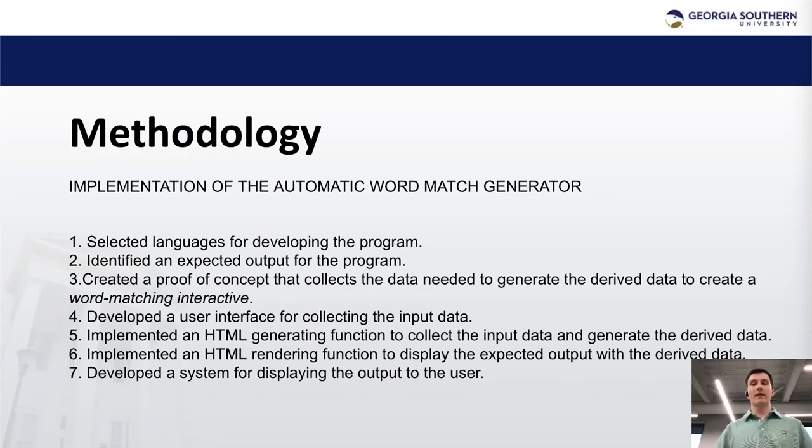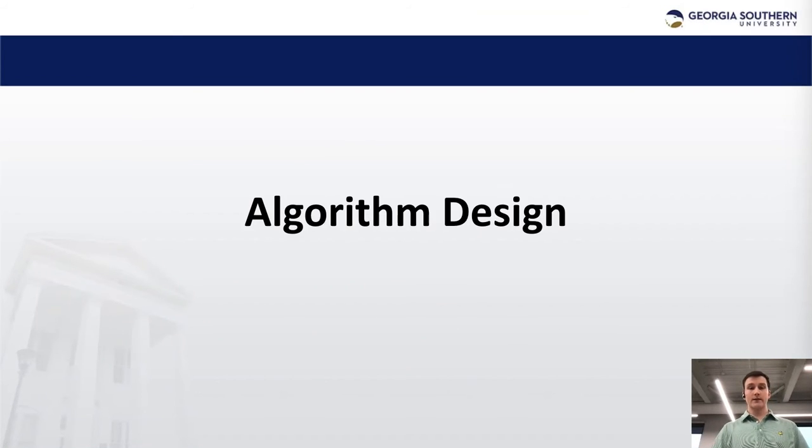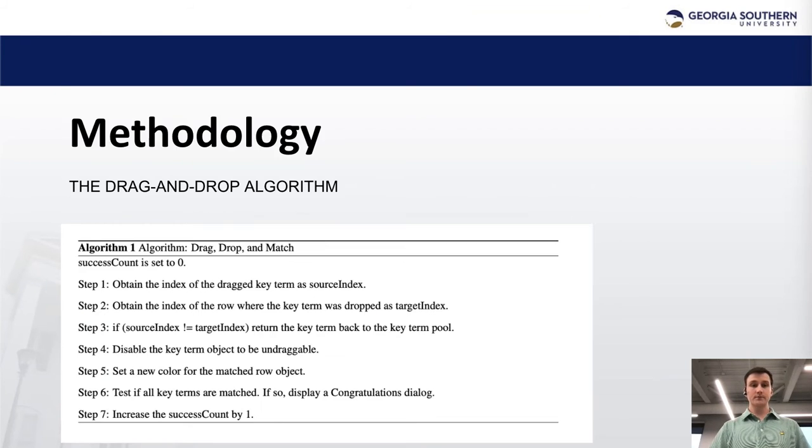We'll discuss what a word matching interactive is in subsequent slides. Now we'll get into the algorithm design. So, the word matching interactive is set up, and then this algorithm is what processes the user interaction. So first we obtain the index of the dragged key term as the source index. Then we obtain the index of the row where the key term is dropped as the target index.